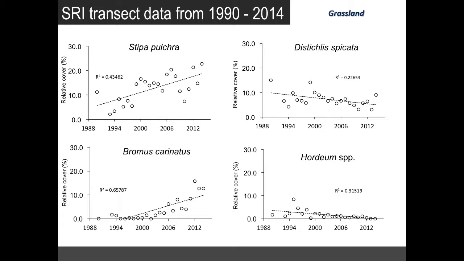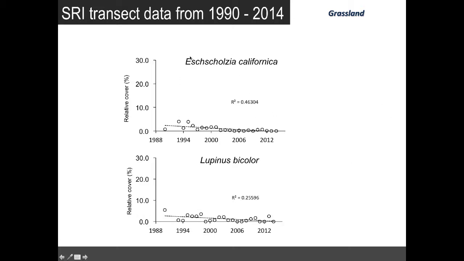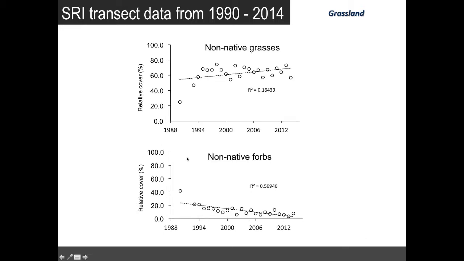following the removal of non-native grazers, but a lot of the annual grasses are decreasing, and to an extent the saltgrass, which requires certain conditions to be competitive, is also decreasing. California poppy, Eschscholzia californica, and the miniature lupine, Lupinus bicolor, are also decreasing. So a lot of the forbs are decreasing, and a lot of the non-native grasses are increasing, and the non-native forbs are decreasing. So you've got really some species shifts occurring.